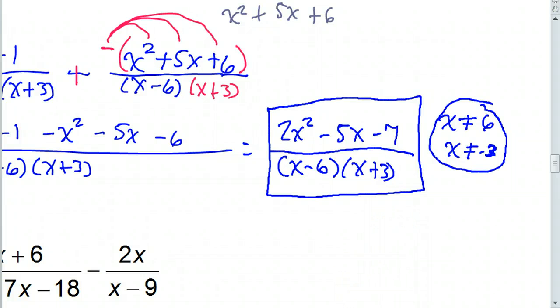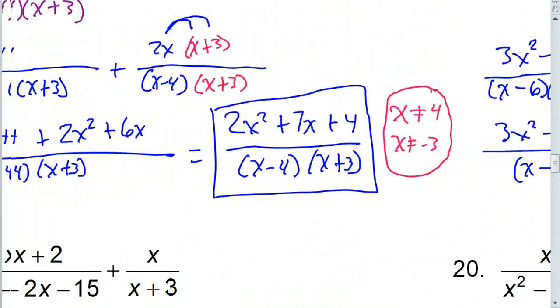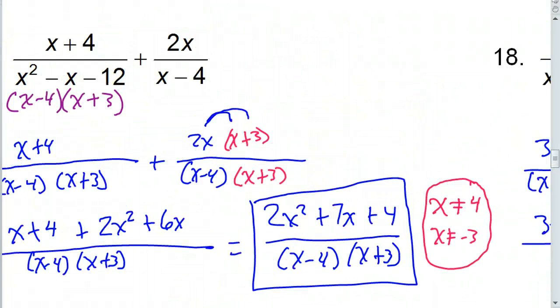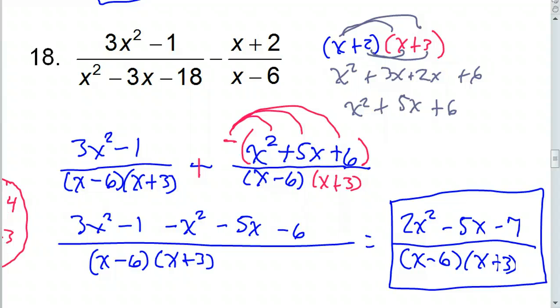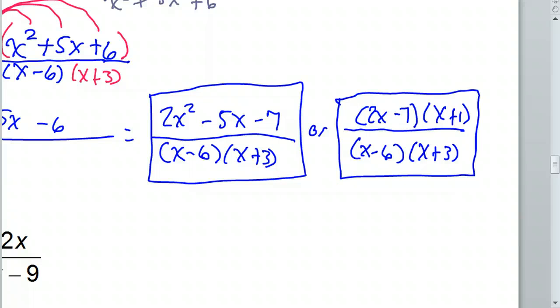Any questions on number... Oh, I slid over to the other problem. Any questions on number 18? Oh my. Okay, so it turns out it does factor, actually. Upon further consideration, we've reviewed the play, and it does factor: 2x minus 7, x plus 1. Either form is acceptable, because nothing canceled. If something did cancel, then you had to have factored and canceled.